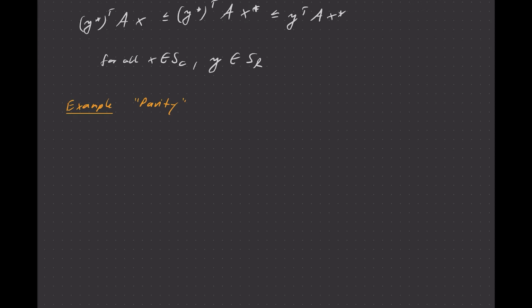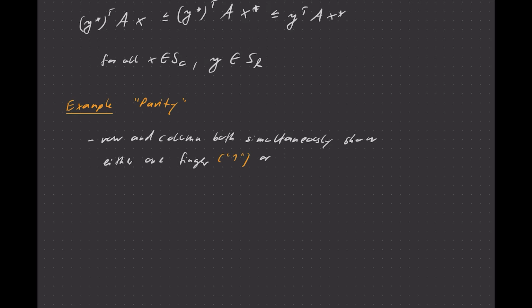So let's make a quick note of that. The rules are Row and Column both simultaneously show either one finger, and we call that strategy 1, or two fingers, and we call that strategy 2.